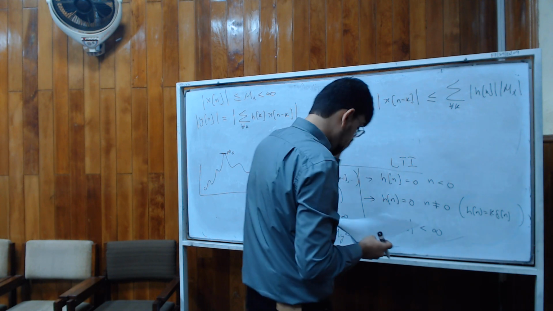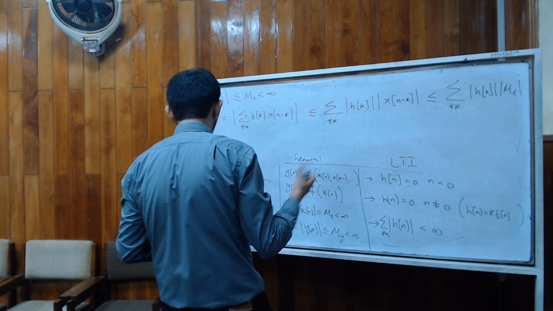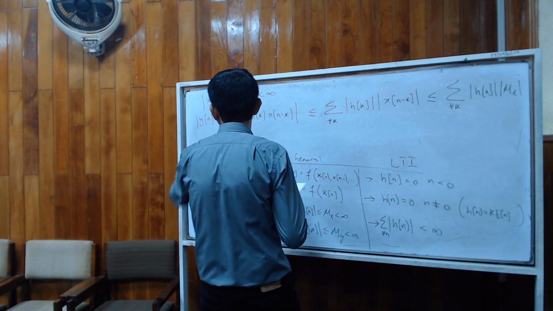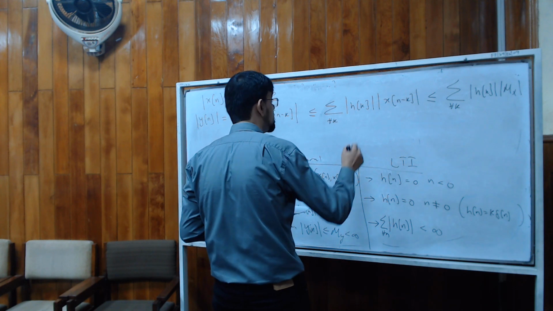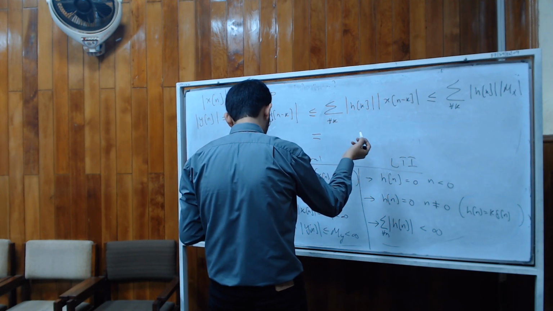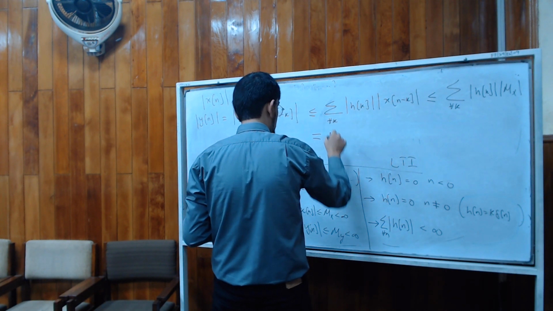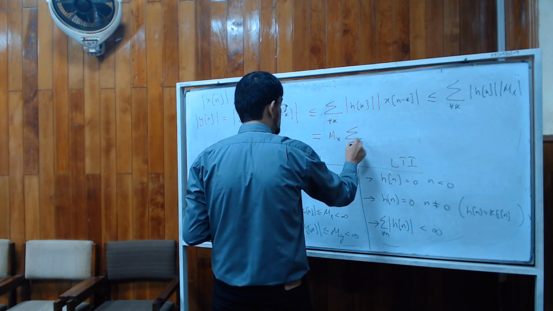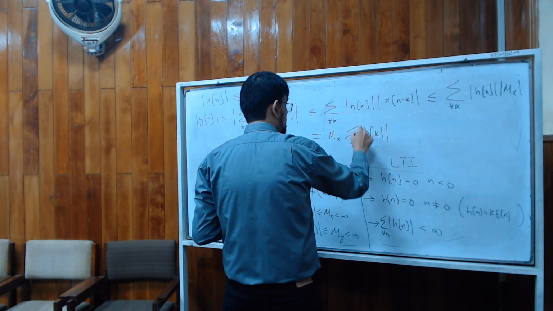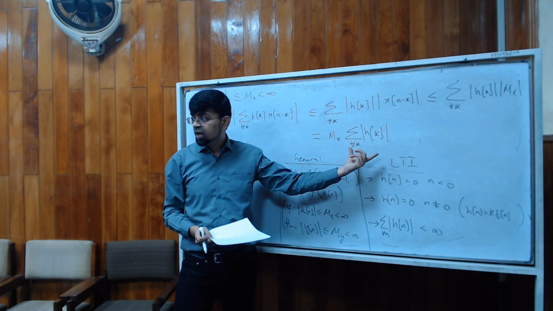Now, we know that Mx is a positive number. It's the upper limit of the absolute value, so it has to be positive. So this boils down to saying that this is a constant Mx. It can be taken out of the summation, and what you're left with is the sum of the absolute values of h[k].